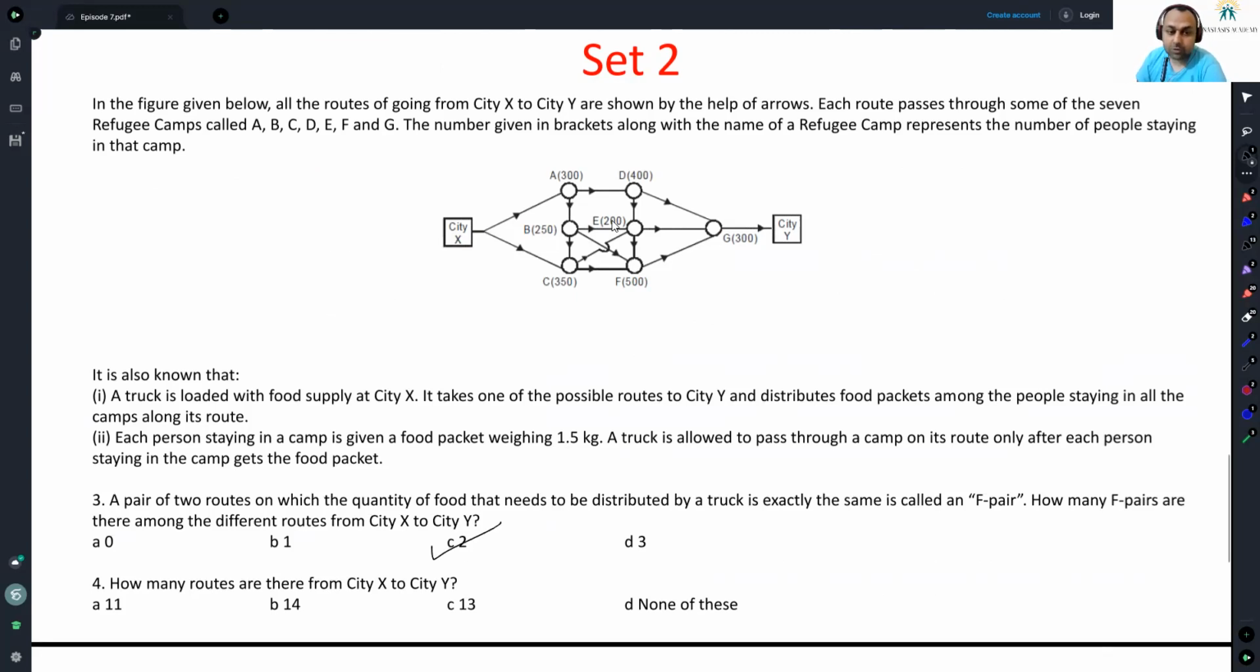Last question, how many routes are there from city X to city Y? Answer is option D, none of these, because there are 12 such routes.